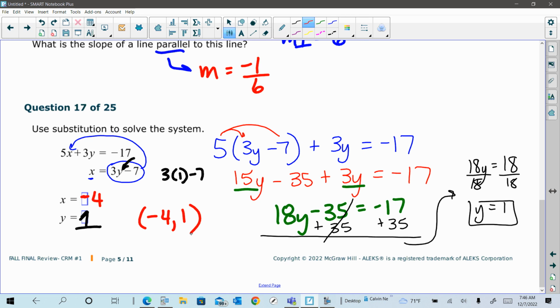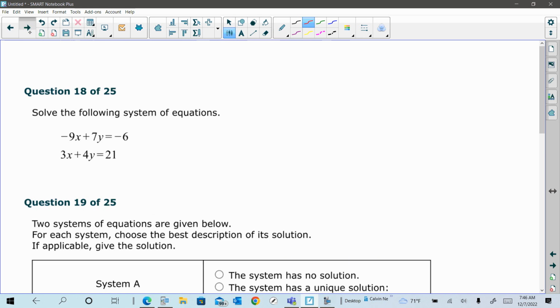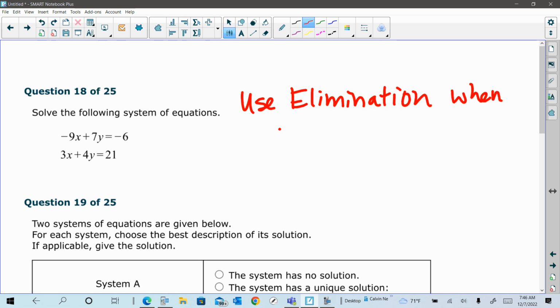So I guess it's on the next page. So here you can solve this system by using elimination because they're lined up. Okay, I would use elimination.